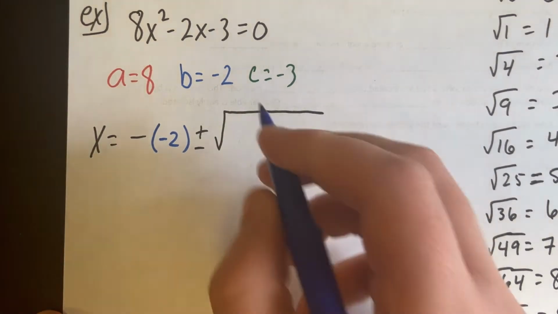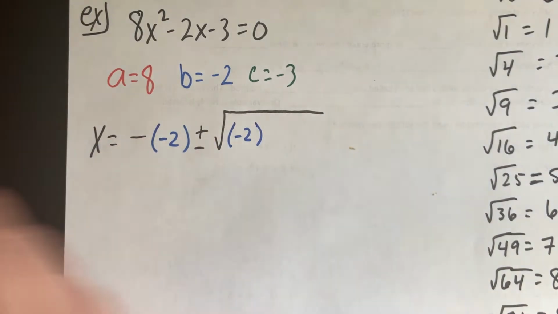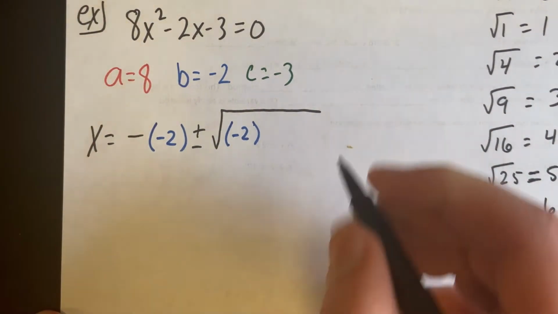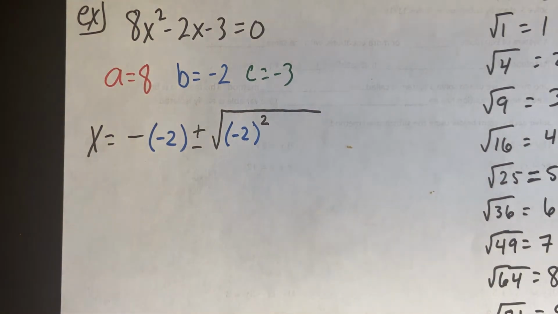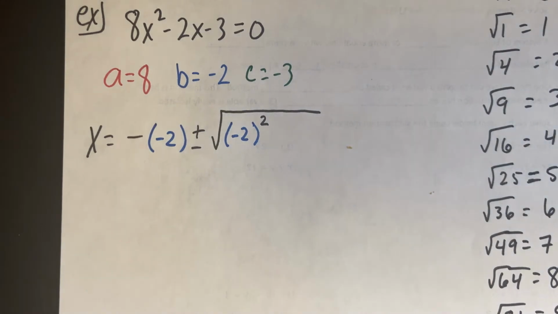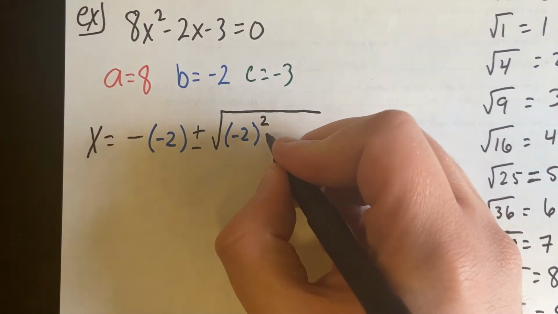b squared, b again is -2. Again, if we don't use our parentheses, you're going to get yourself in trouble. You need to make sure you are using your parentheses. That's something I was stressing to you very early on. Anytime we substitute a value in for a variable, anytime we are substituting, you need to use your parentheses. This is no different.